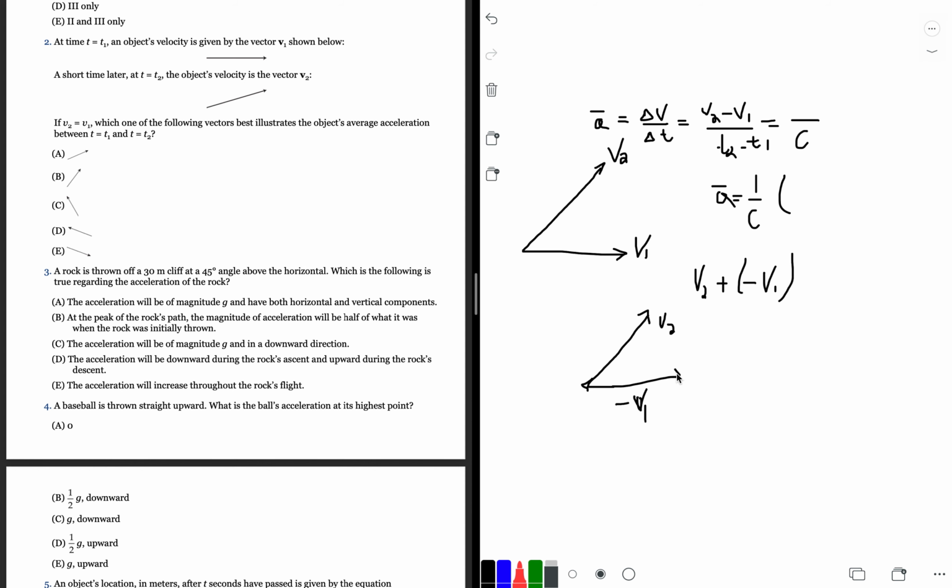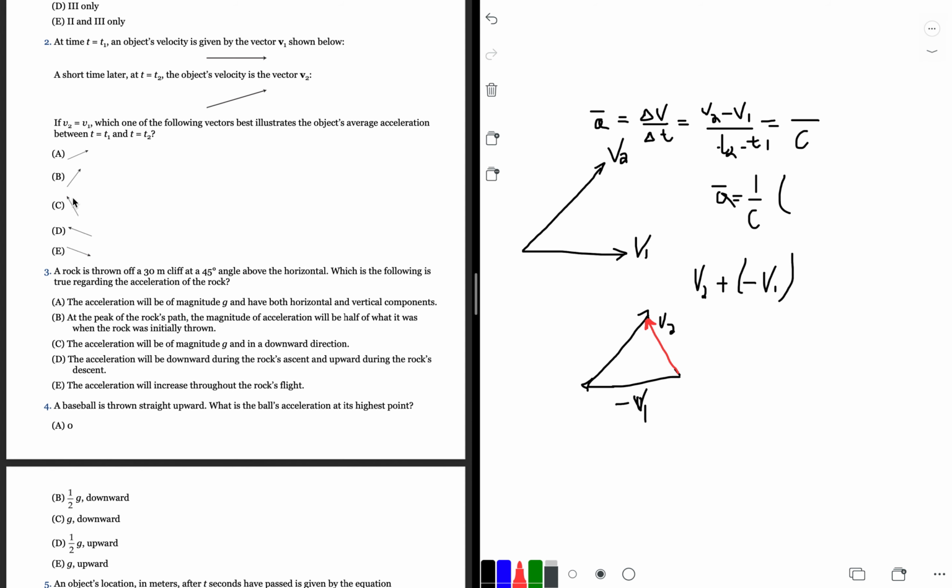I'll write this in red. So you connect the head of negative v sub 1 to the tail of v sub 2, and you add the two vectors, and that is your acceleration. And so that would be the numerator, right? But you're dividing by scalars, so the direction doesn't change.